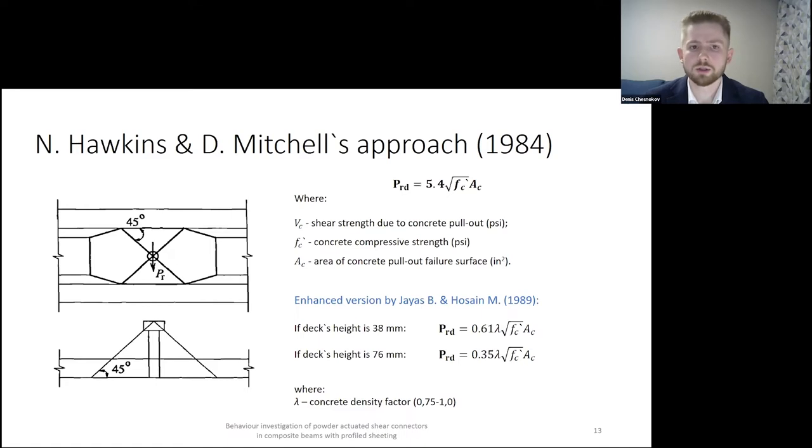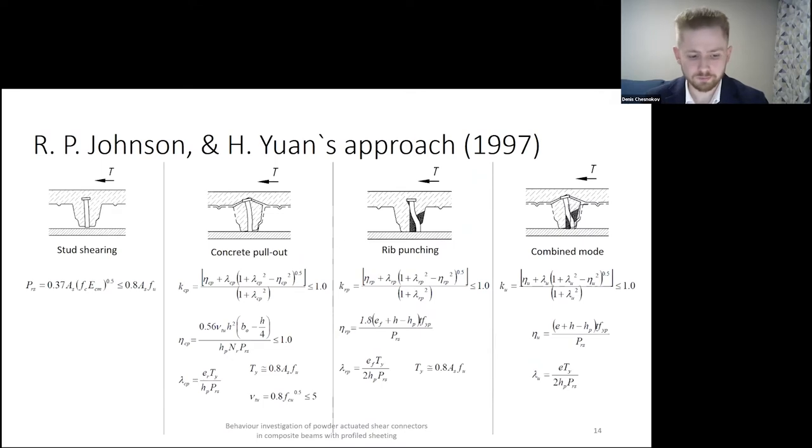And it also isn't it, because I have two other approaches, most modern and more precise than the previous ones. The first one is the approach of Johnson and Yuan, which is based on mathematical models of five different failure modes. Three of them we discussed before, and two of them are combined. I put only one on the slide to save space.